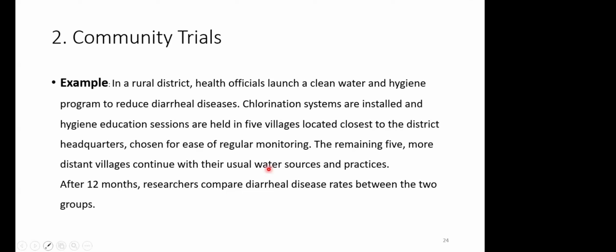The differences in occurrence of diarrheal illness are then compared between the two groups. So there's an intervention, which is the chlorination systems and health education sessions, but there's no random allocation. It's based on predetermined factors, in this case the logistical convenience.